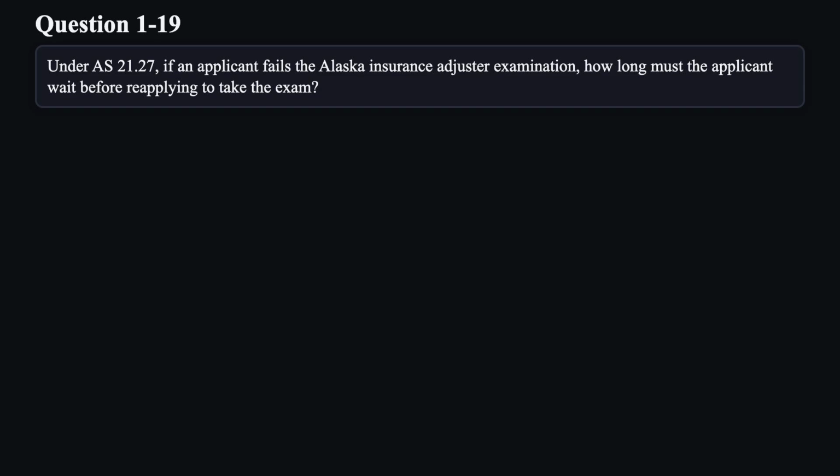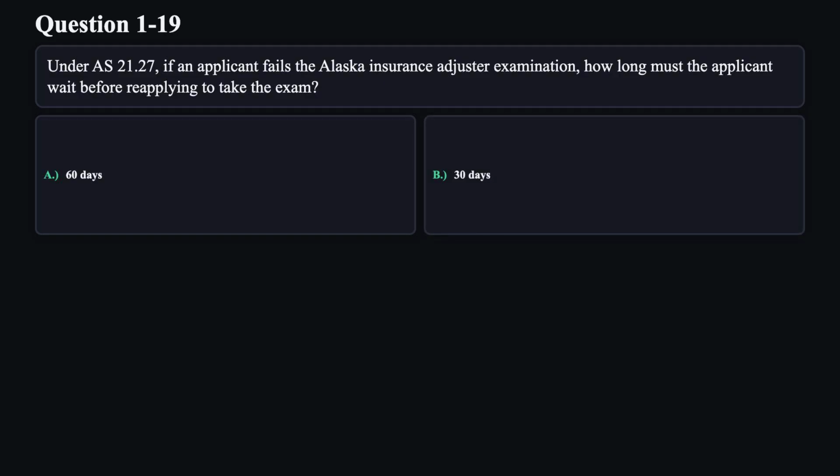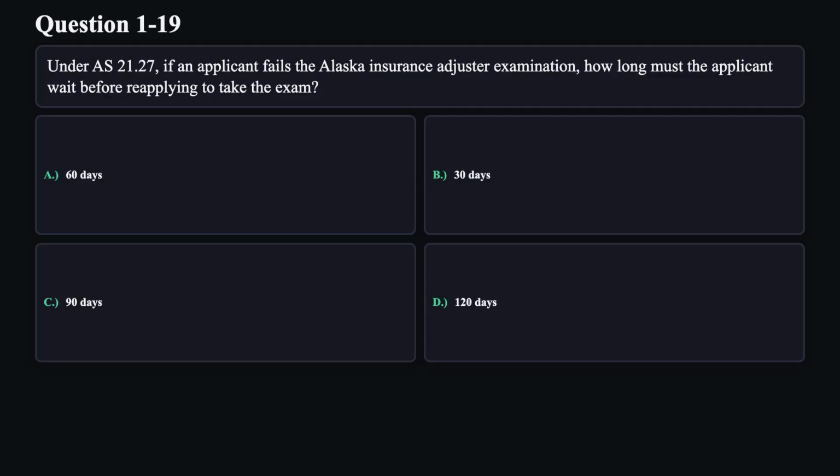Question 19. Under AS21.27, if an applicant fails the Alaska Insurance Adjuster examination, how long must the applicant wait before reapplying to take the exam? A. 60 days. B. 30 days. C. 90 days. D. 120 days.